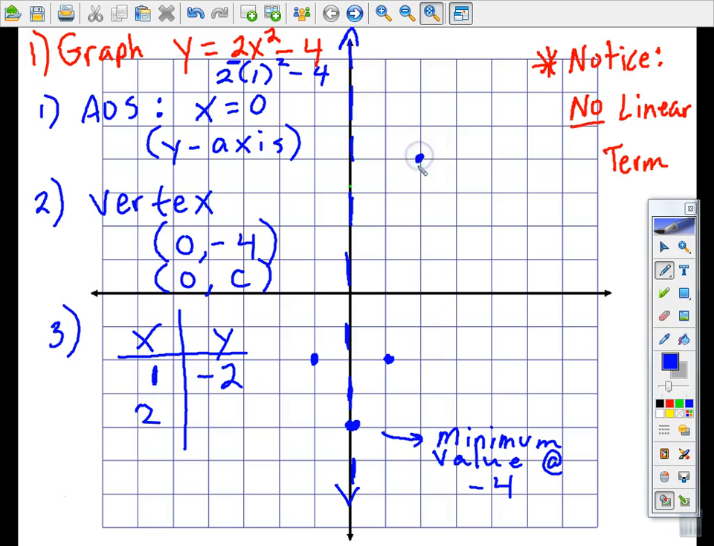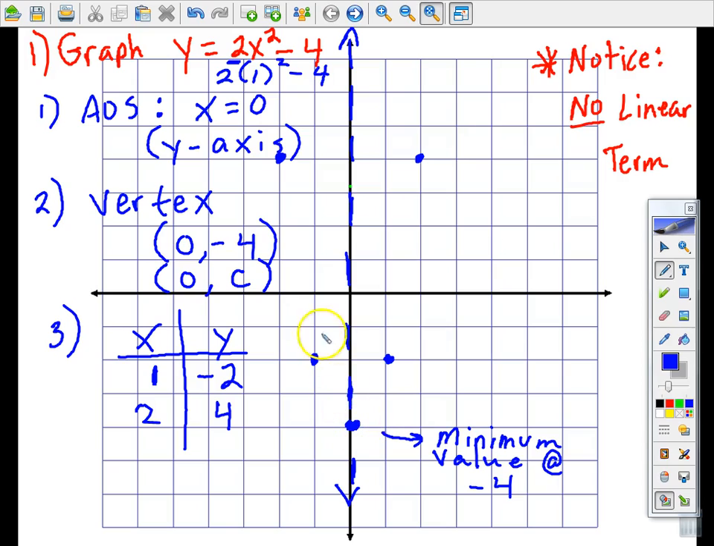And once again, I don't need to calculate the other point because symmetry tells me that it has to be over here. And for all your parabolas, you're going to use 5 points: the vertex, and then 2 calculated points to go along with the other 2 symmetry points. That should be easy to find. And now it's just a matter of connecting the dots.